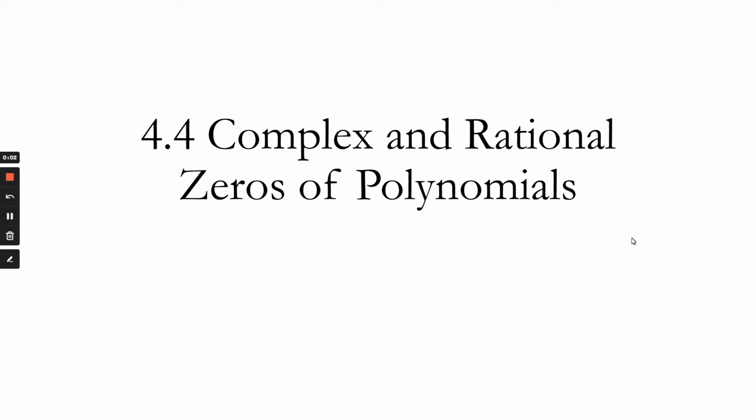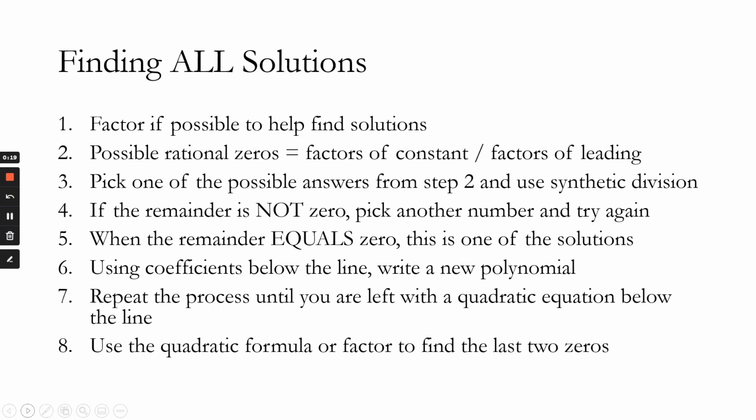All right, this is section 4.4, complex and rational zeros of polynomials. We're actually going to skip section 4.3 and come back to it later on. But this week, we're really going to focus on solving equations that are larger than x squared. We're going to solve x to the thirds, x to the fourths, stuff like that. So when we go to find all solutions, we're going to try to factor.